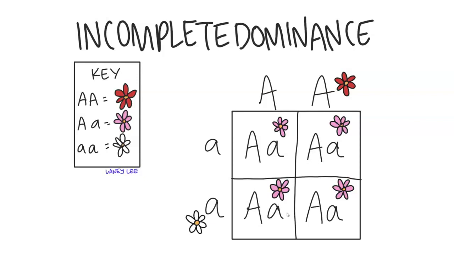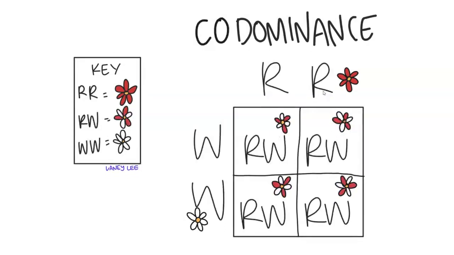If I did an F2 cross and I crossed these two flowers with each other, I might have a 25% chance of getting a homozygous dominant red flower and a homozygous recessive white flower, and a 50% chance of also getting a pink flower if I continued this cross. But what we're going to get is a blending of the two traits.